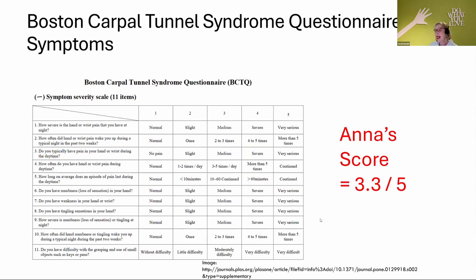Anna's score is a 3.3 out of 5. You average the score for all of the items. So on her symptom severity scale, she has a 3.3 out of 5, meaning that she's kind of medium to severely affected. She's not quite in the severe category, but she's in the medium to severe category for symptoms.